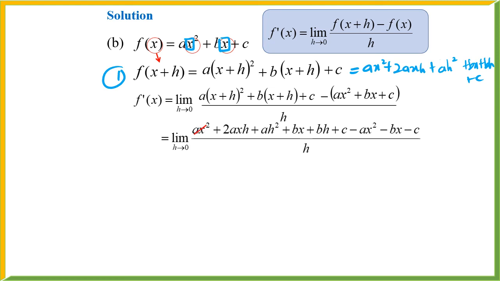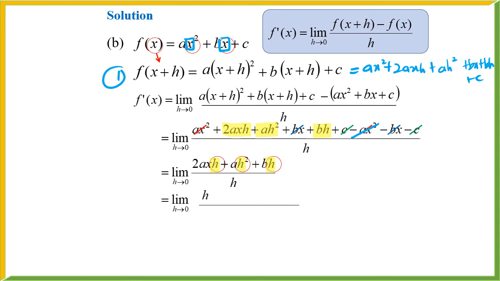Now after they expand, ax squared is cancelled out with minus ax squared, bx is subtracted with bx, and c minus c. So we are left with 2axh plus ah squared plus bh. We have three terms here, and everything has h as the common factor, so you can factorize out the h. After we factorize h, what is left in the bracket is 2ax plus ah plus b, divided by h. And this h can be cancelled out. So we are left with the limit of 2ax plus ah plus b as h approaches 0.